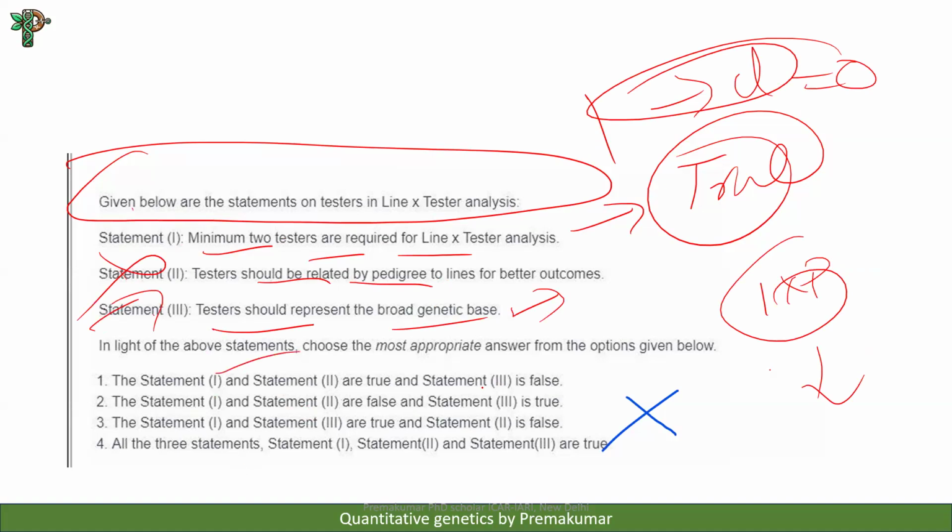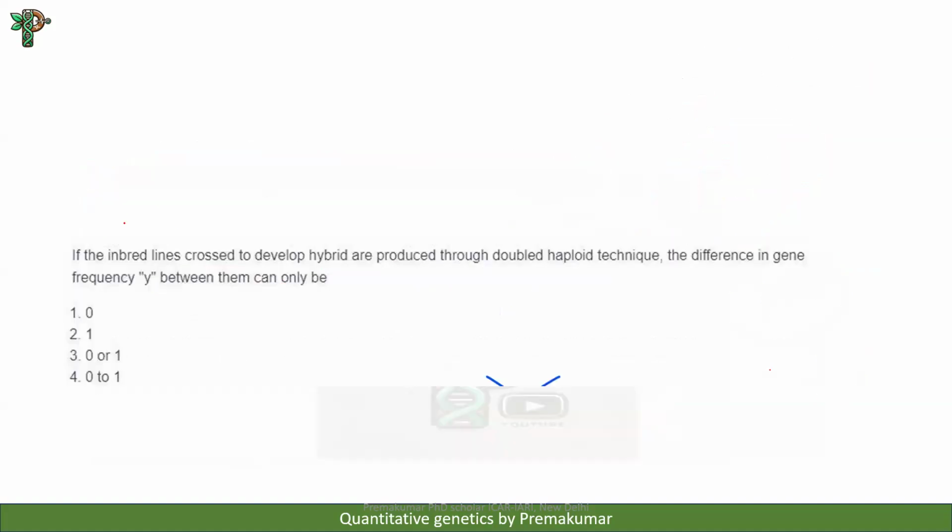Statement 1 and 2 are true. Statement 1 and statement 2 are not. Statement 1 and 3 are true and statement 2 is false. This one is right.